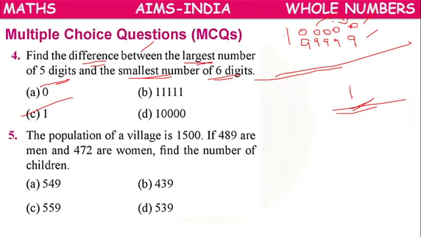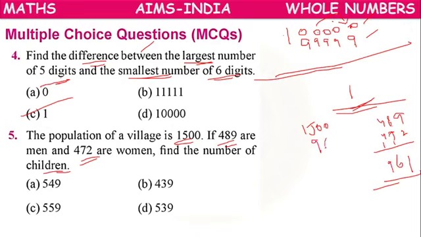Next. If the population of a village is 1500, 489 are men, 472 are women, then how many children are there? So here, 489 are men, 472 are women. That we have to add first. 9 plus 2, 11. 8 plus 7, 15 plus 1, 16. 4 plus 4, 8 plus 1, 9.